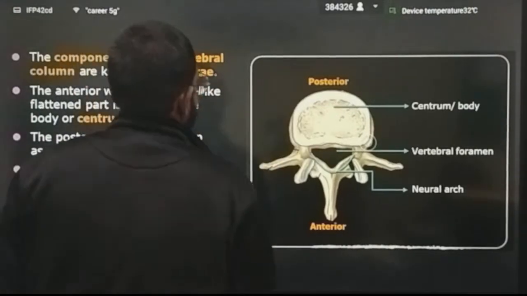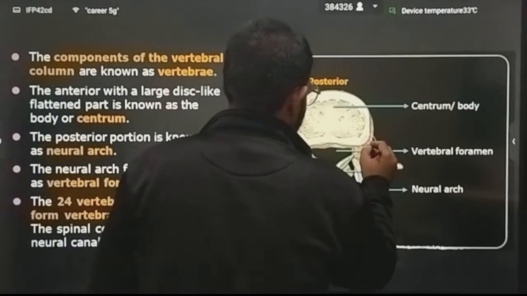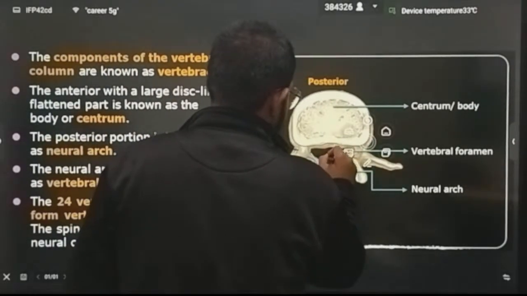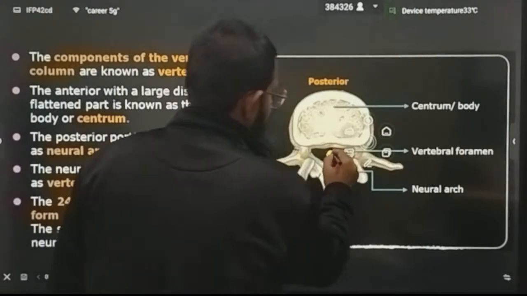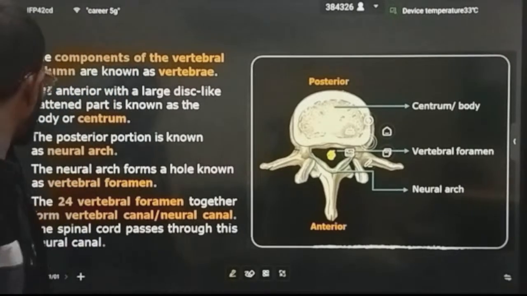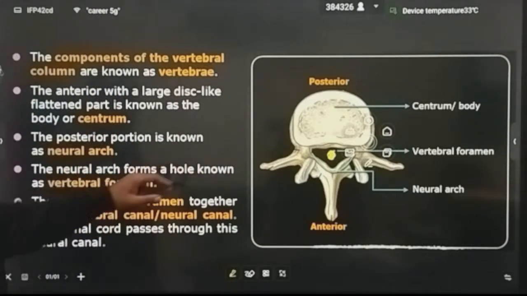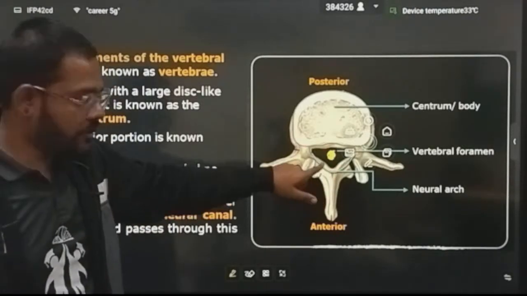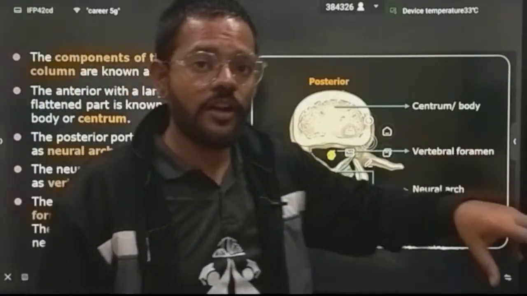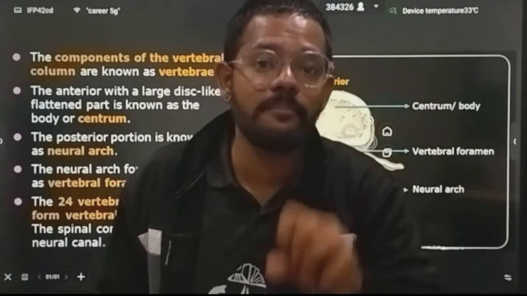See, the spinal cord comes out like this from it. You will find it. Here is the pen. This is the spinal cord coming out. Next, the posterior portion is known as the neural arch. The neural arch forms a hole known as the vertebral foramen. This hole, from which your spinal cord runs, is called the vertebral foramen.